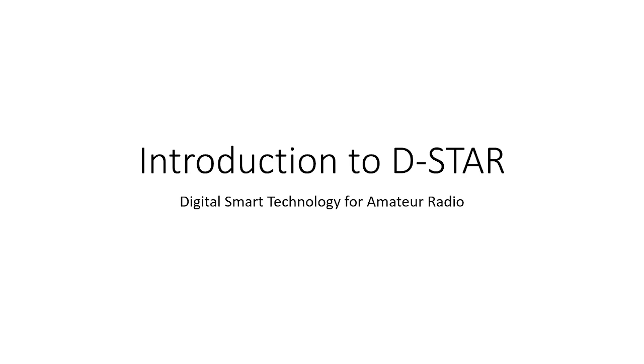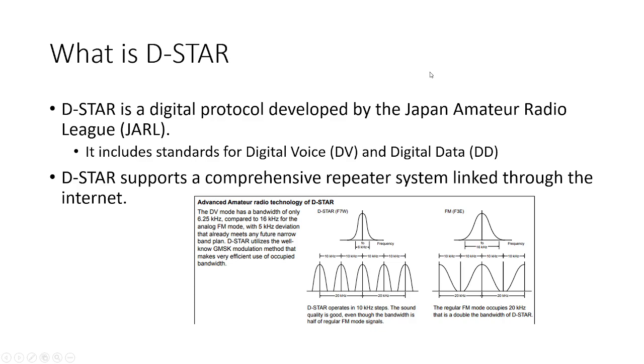So what is DSTAR? Well, it's the Digital Smart Technology for Amateur Radio. It was a digital protocol developed by the Japan Amateur Radio League, and it includes the standards for digital voice and digital data. DSTAR supports a comprehensive repeater system linked through the internet. So much like IRLP, you can talk on a repeater on its own in your local area, or you can link that repeater to other repeaters and other reflectors to talk around the world. And we'll cover that later.